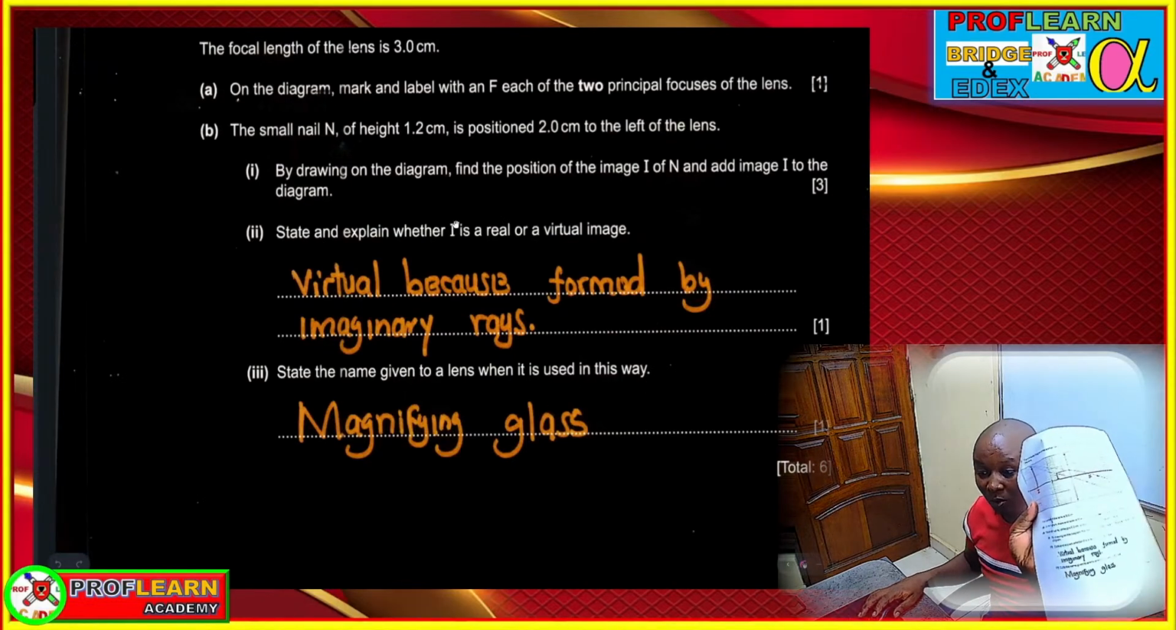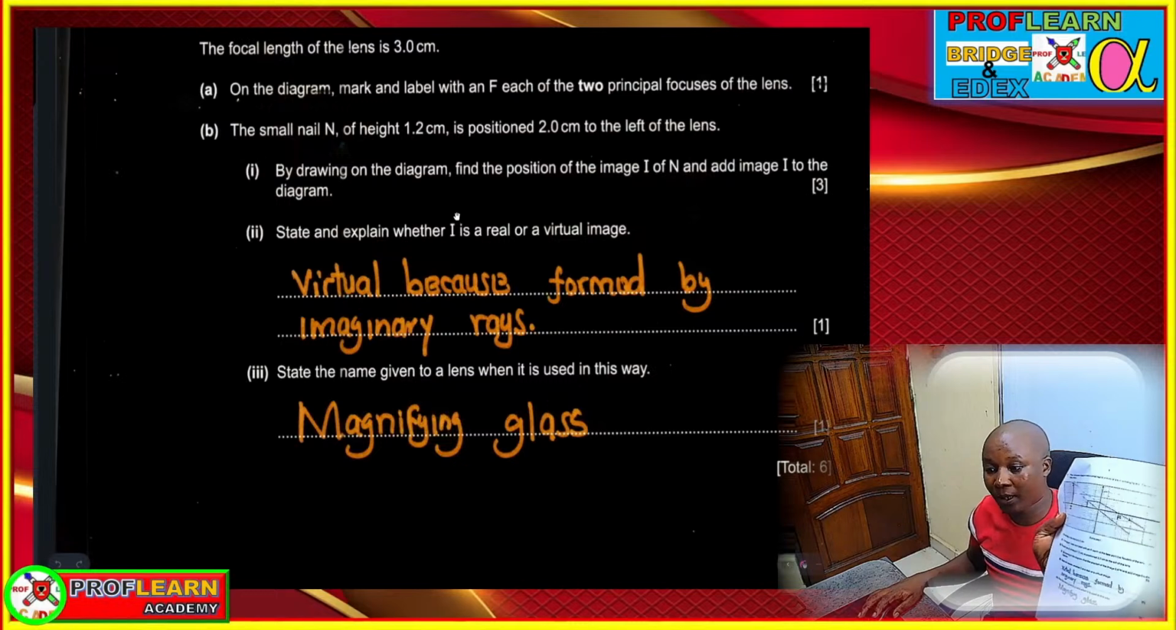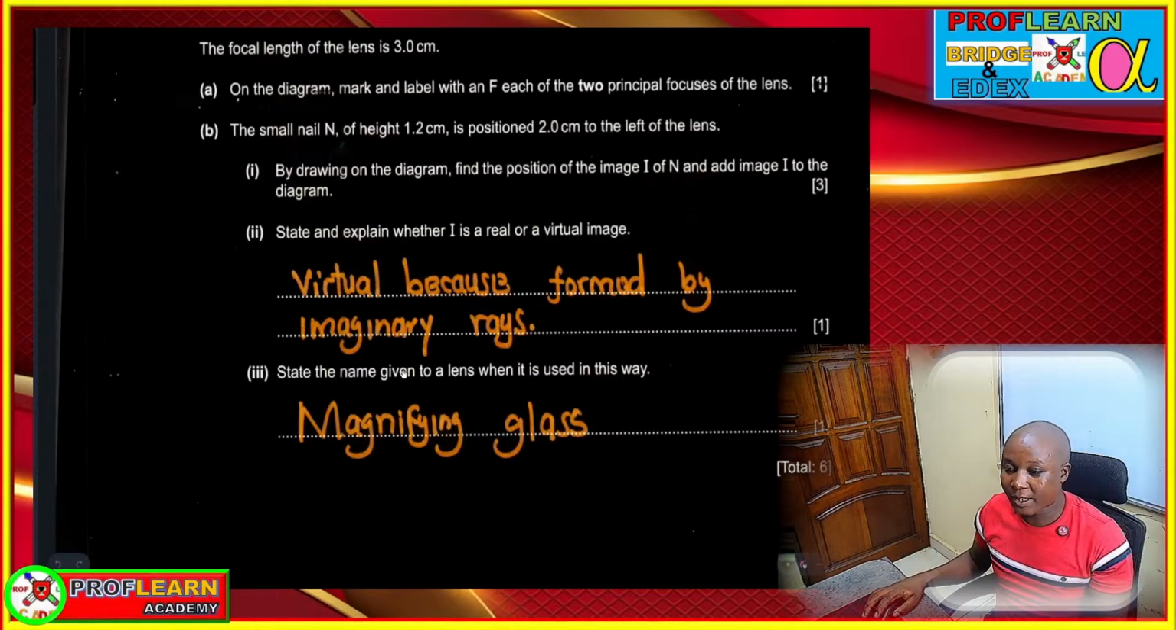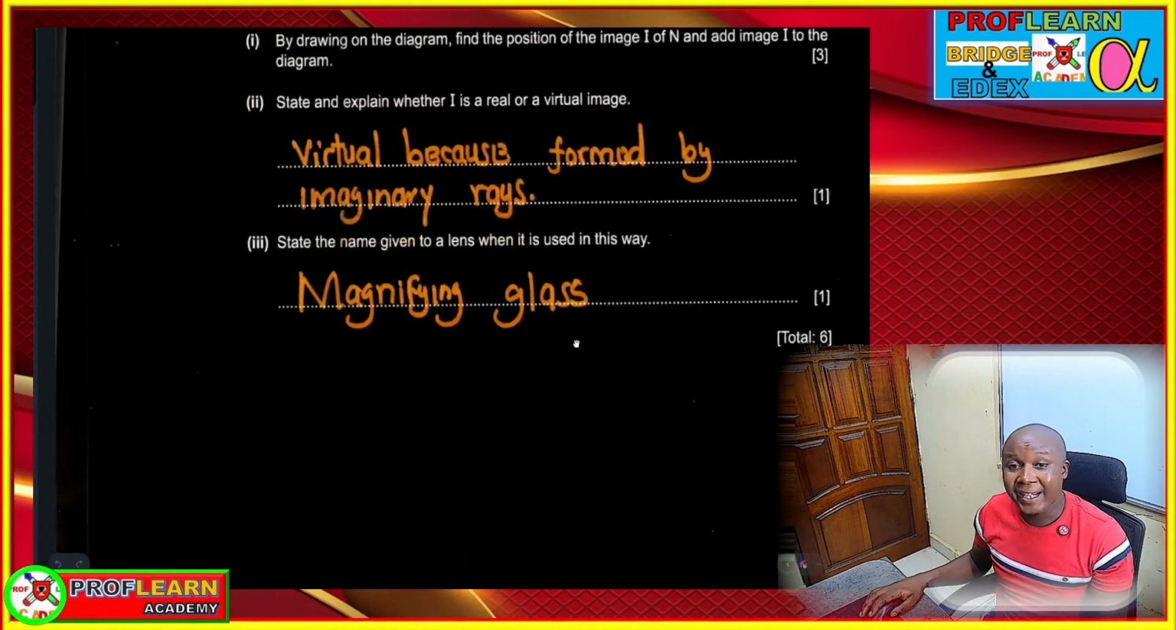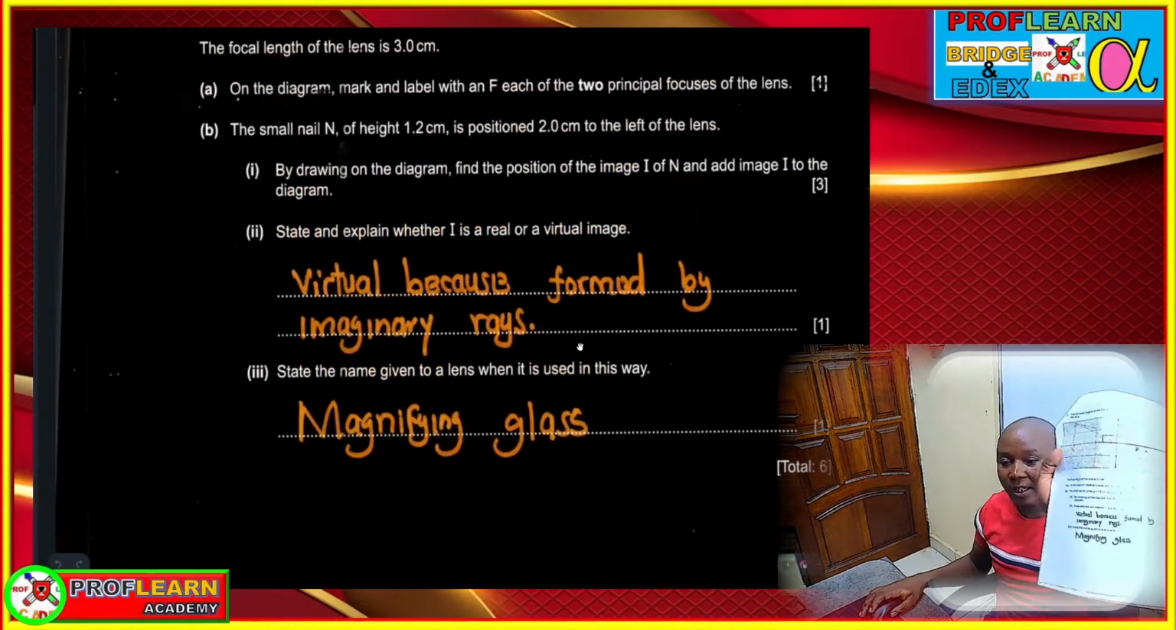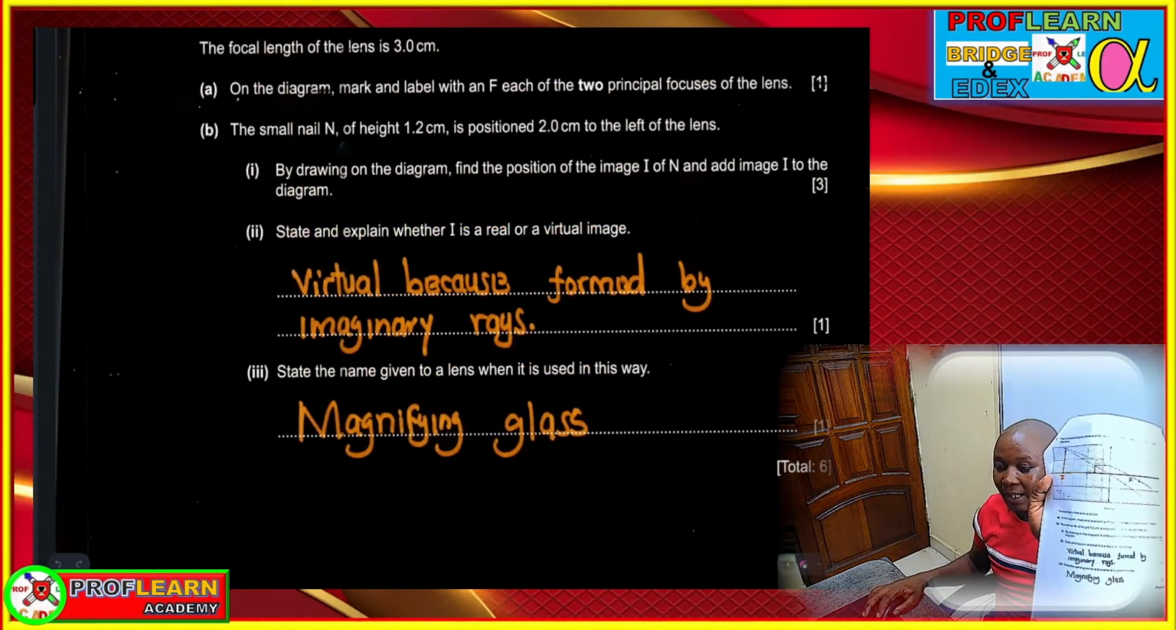Basically, we have answered that question. The image is virtual because it's formed by imaginary rays. And the next part: state the name given to the lens when it's used in this way. The name is a magnifying glass, because you can see the image is larger than the object.